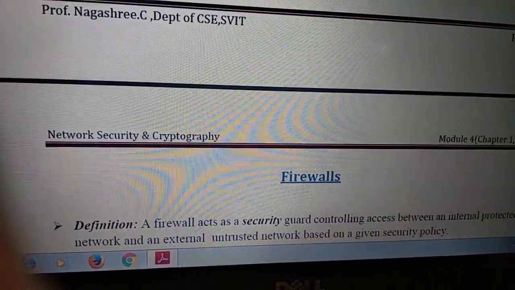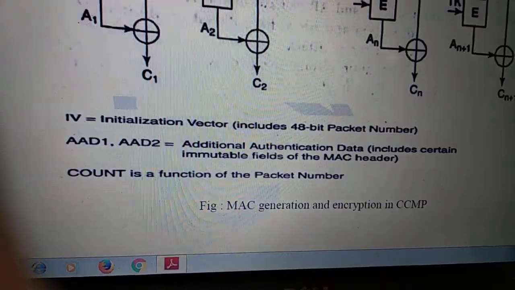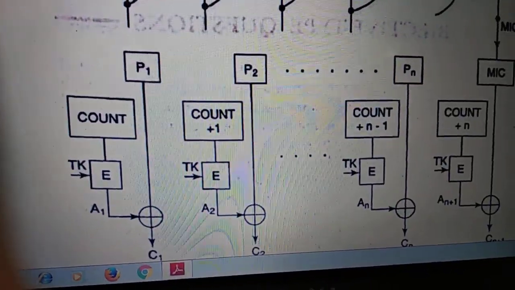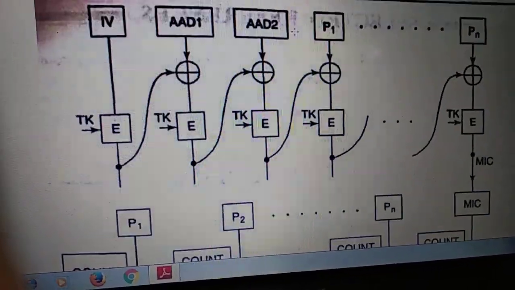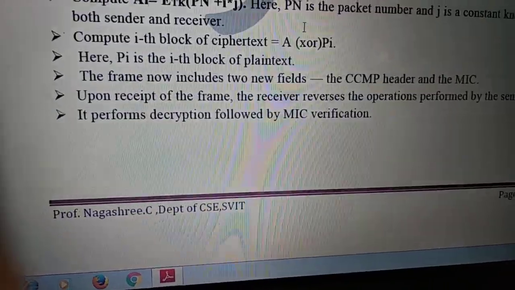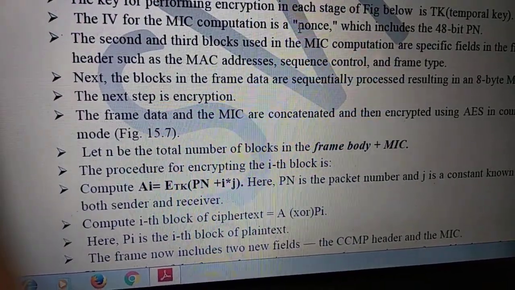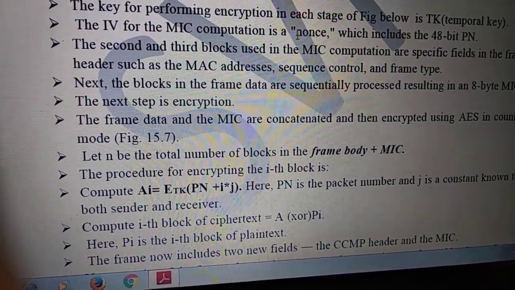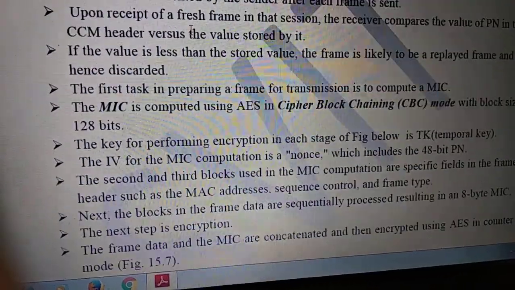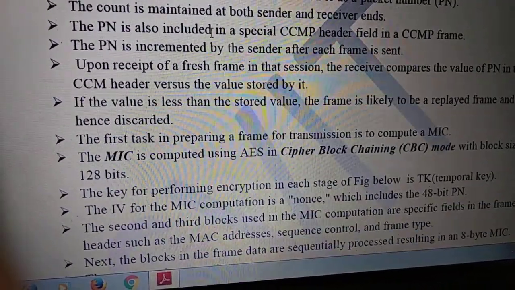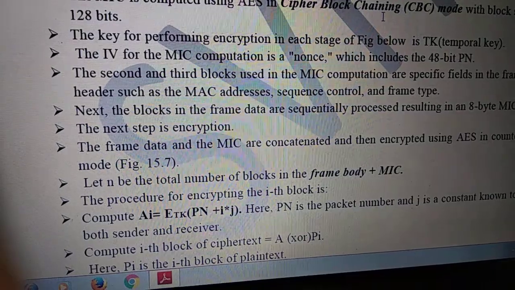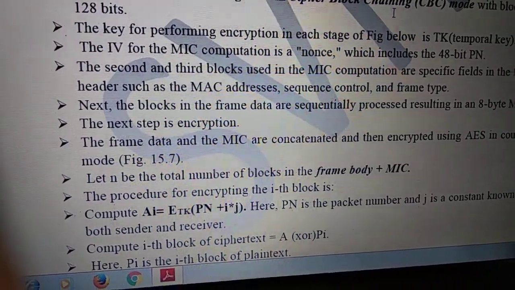This is the algorithm called CCMP. Clear? So it is very important. Just see the diagram and write: it uses the AES algorithm for encryption with this temporal key, right? With a block operation called CBC, cipher block chaining mode. Okay. Thank you.